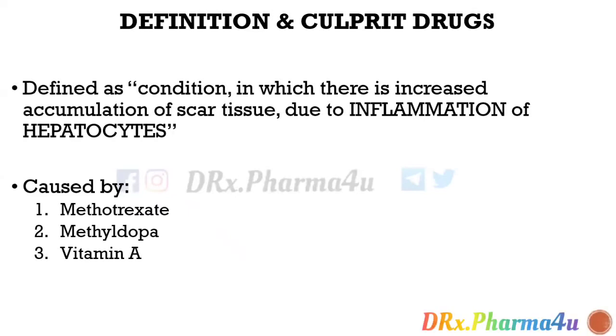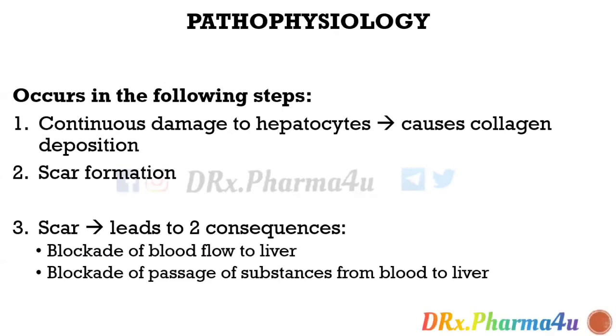It is caused by methotrexate, methyldopa, and vitamin A. So if you are overdosing on vitamin A, or if you are having hypervitaminosis related to vitamin A, then it may cause liver fibrosis.